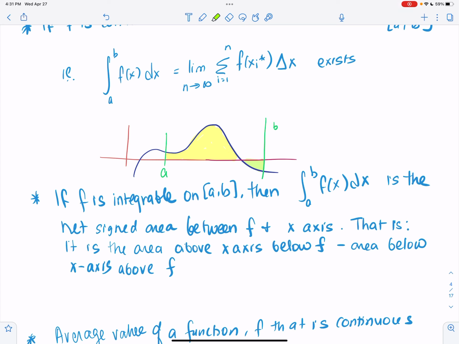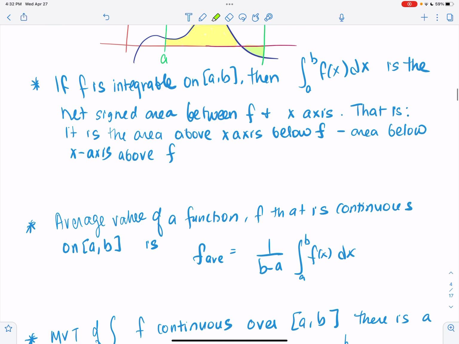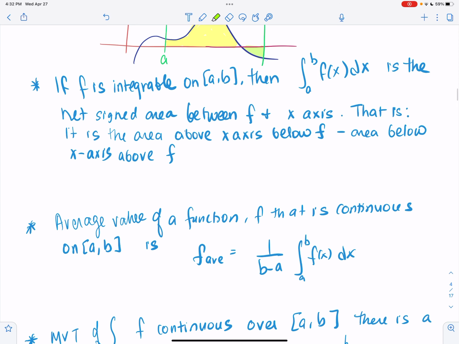Now it could be positive or negative depending on which area is larger. It could be 0 if they're both the same. Okay, so that's the net signed area. And that's what the integral will give you.